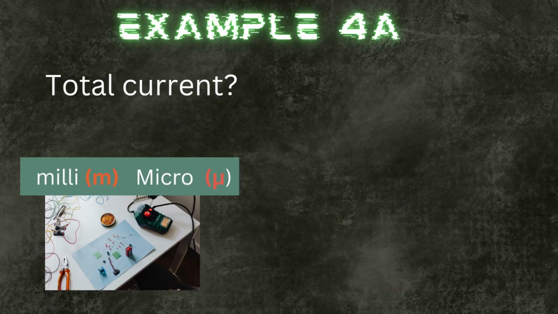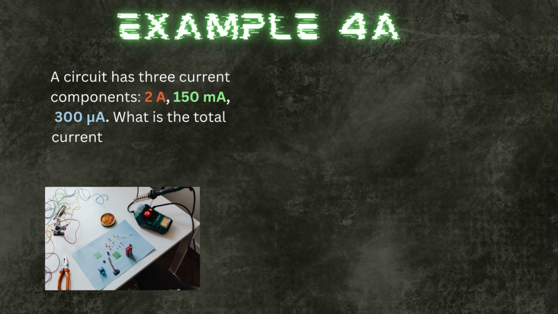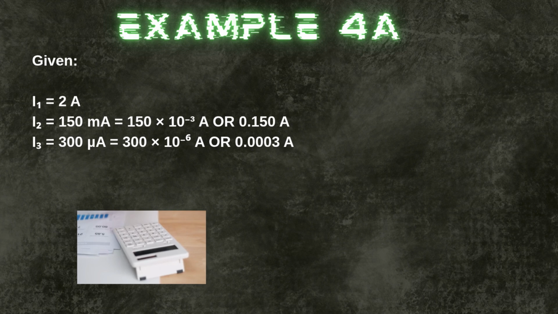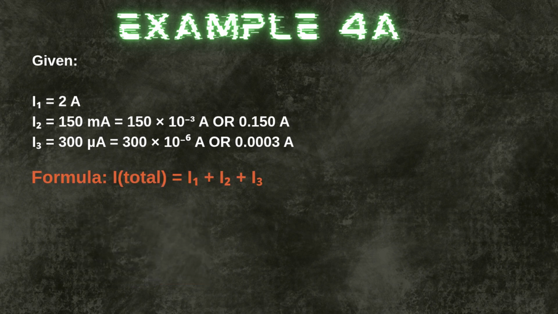Example 4a. You have to find the total current, however, you have different units, milli and micro. A circuit has three current components: 2 amps, 150 milliamps, and 300 microamps. What is the total current, I, in amps? We are given three currents. I1 equals 2 amps. I2 equals 150 milliamps, which is 150 times 10 to the power of minus 3 amps, or 0.15 amps. I3 equals 300 microamps, which is 300 times 10 to the power of minus 6 amps, or 0.0003 amps. The formula for total current is I equals I1 plus I2 plus I3.